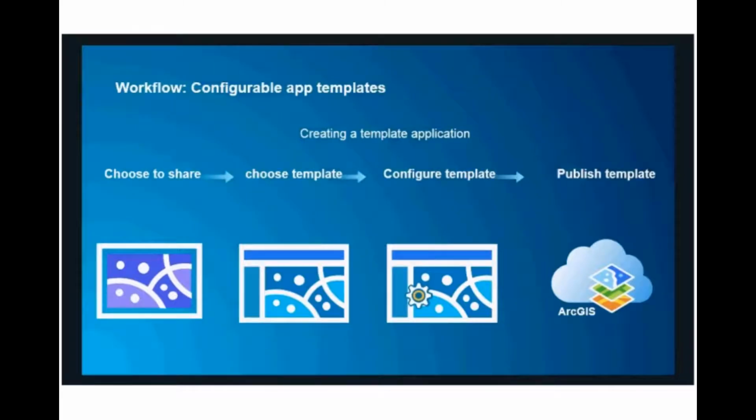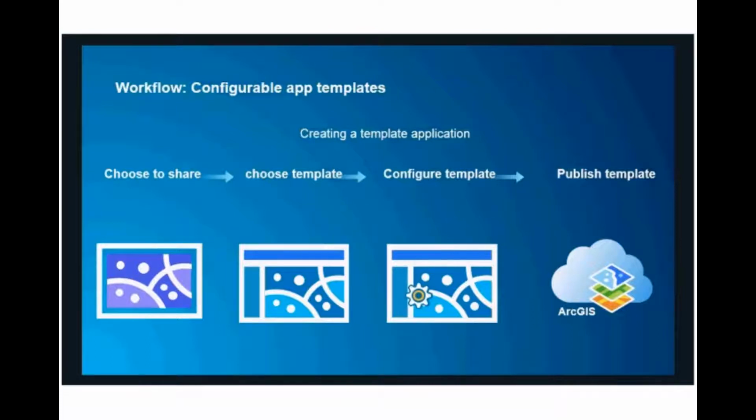The workflow for creating web apps is quite easy. It's a four-step workflow. The first thing that you have to do is share your web map or web scene. Then you select an appropriate template depending on what you want to show. Then, after selecting an appropriate template, I use the various widgets within that. Here we have the web map for points of interest in Kenya.